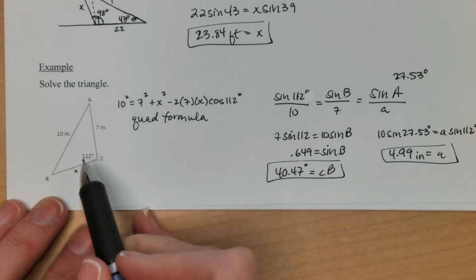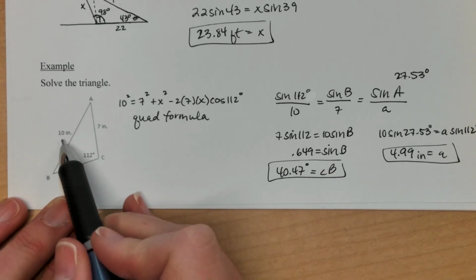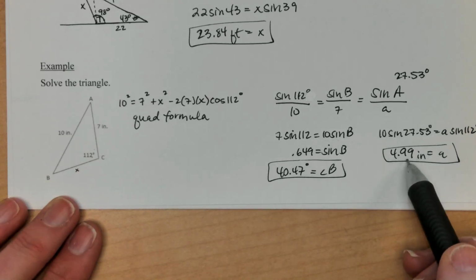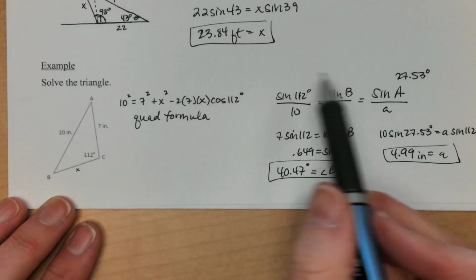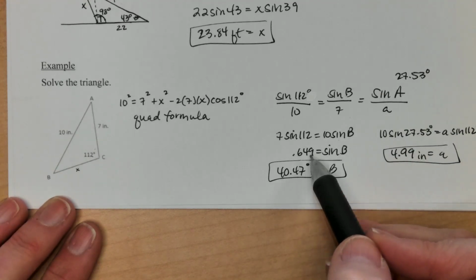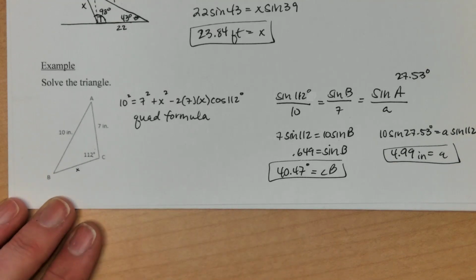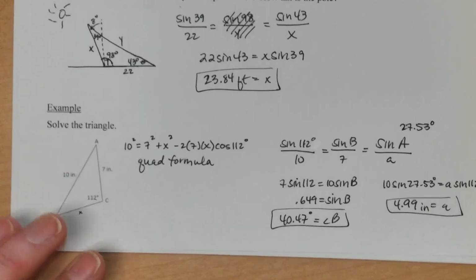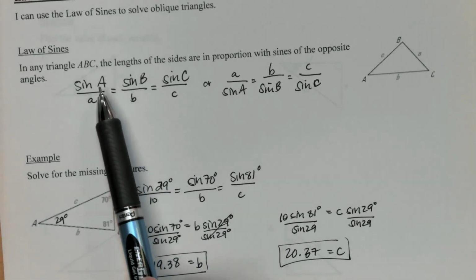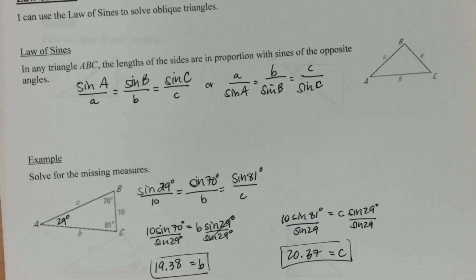Lovely. So this was 112, largest angle should be across from largest side. That is, I had about a 5-inch side that should be across from A, which was my smallest angle, 27. My middle angle was 40, and it had a length of 7. So everything matches up in my triangle, and that is the law of sines. And you can, again, you can have them be either way, just as long as either all the angles or all the sides are on top.